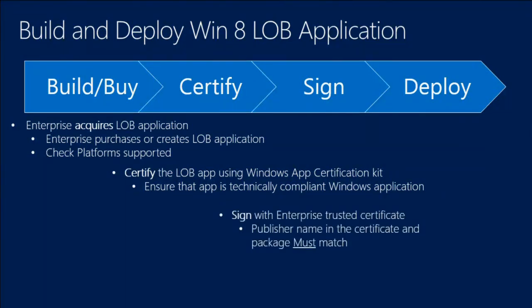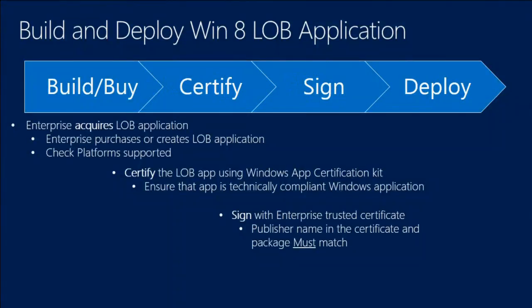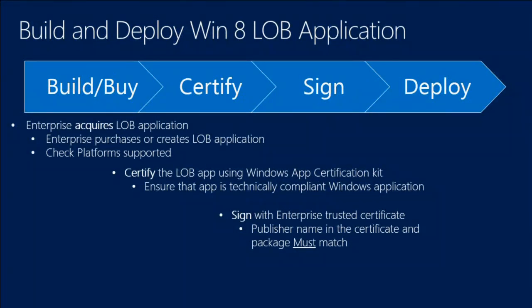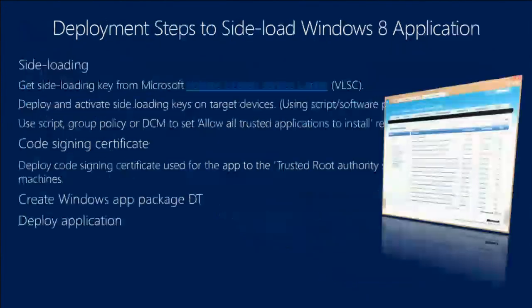The third thing is, once you have certified the application, you need to sign it. You need to sign it with Enterprise Cert. That's the step that we talked about earlier. And you have to remember, when you sign it, the publisher name must match the certificate publisher name. Otherwise, the application won't install. And the last one is, once you do all these things, the devs can hand over that package to the IT admin, and they can seamlessly deploy that through Configuration Manager.